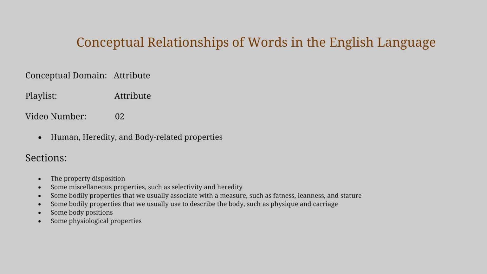In this episode, we will explore human, heredity, and body-related properties. It will cover properties usually used to describe human, as well as properties related to heredity, human disposition, and bodily properties. This video is part of the playlist attribute. Attribute playlist is one of two playlists devoted for the conceptual domain attribute. Attributes are linguistic elements that serve as modifiers to provide descriptive information about another word. They convey qualities, characteristics, or properties associated with the entities they modify, enriching the meaning and context of the expression.